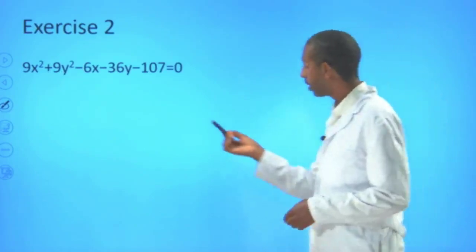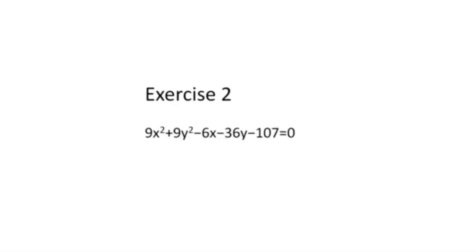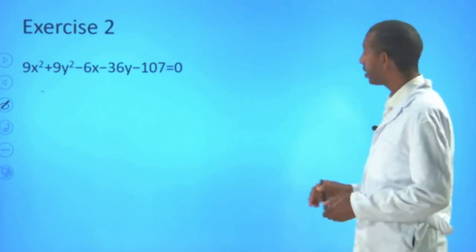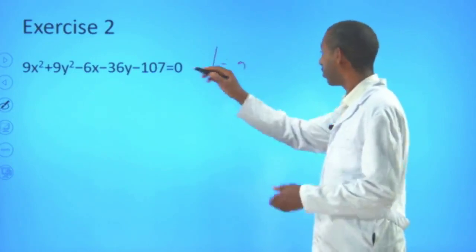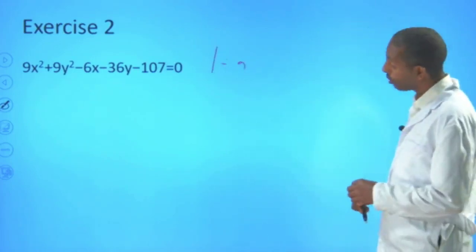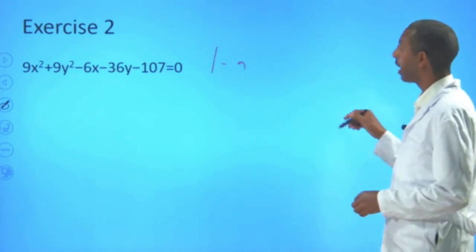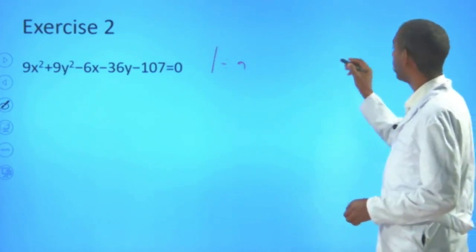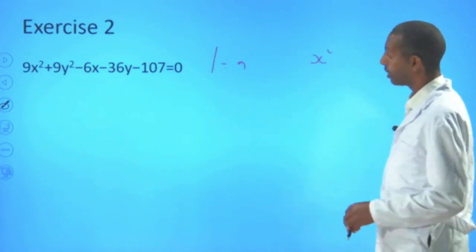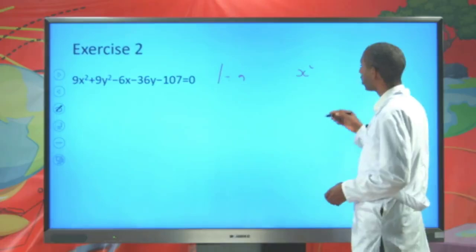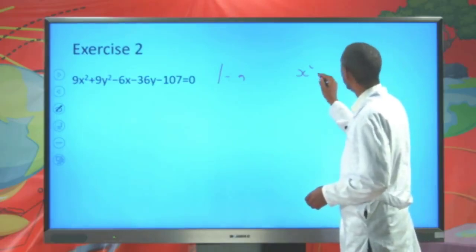If you observe here, the coefficient of x² is 9, and also the coefficient of y² is 9. The coefficient of x² and y² should be 1, and for that reason, what we do is divide by 9. Let's divide both sides by 9. So our new equation becomes x², since 9x² divided by 9 is x², and 9y² divided by 9 is, again, y².